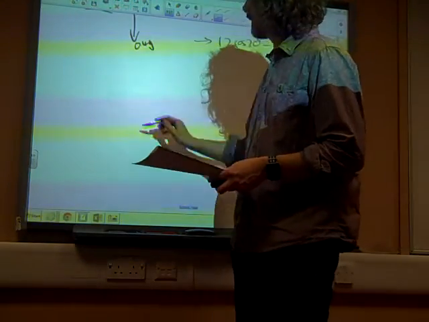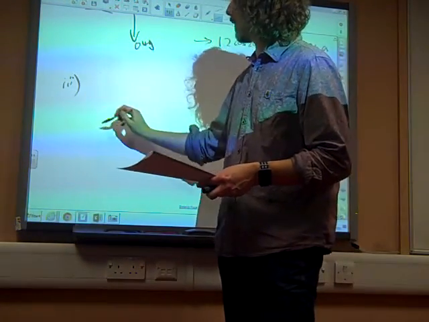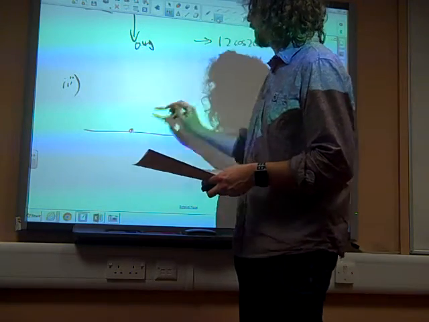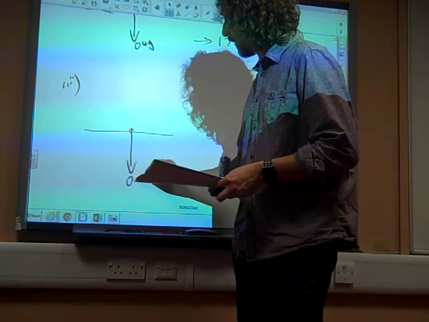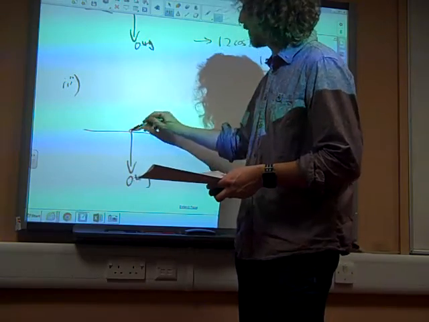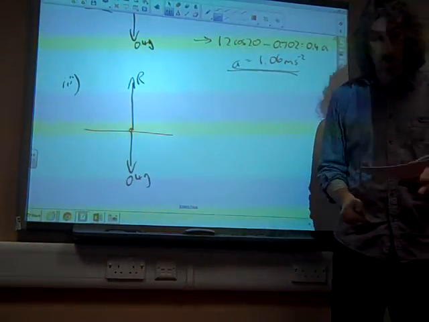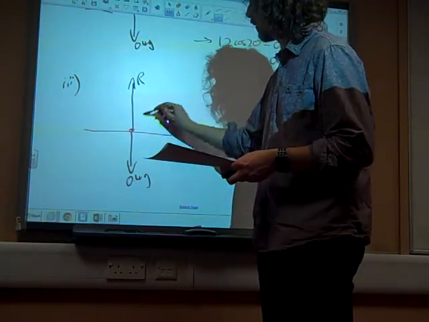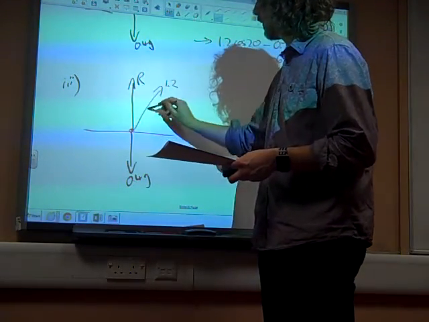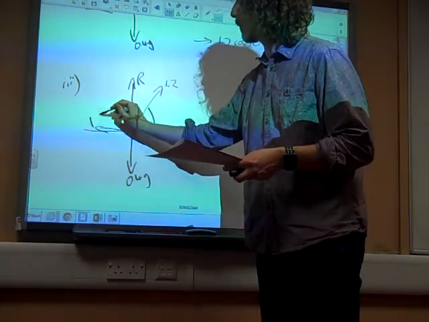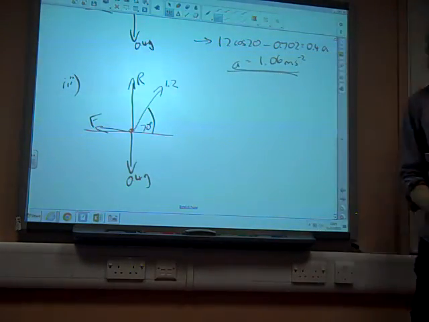So part 3, the angle increases further. Here's our particle. We still have the weight acting downwards. We still would have a normal contact force, but it again would be a different contact force. We've got 1.2 at an angle of 70 degrees this time, and frictional force would still be opposing that.